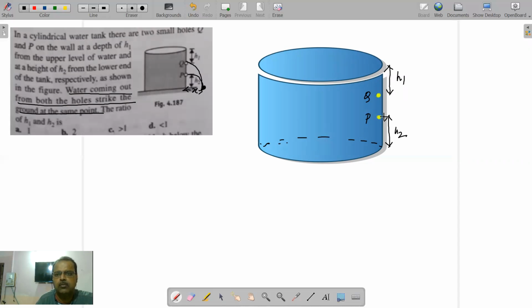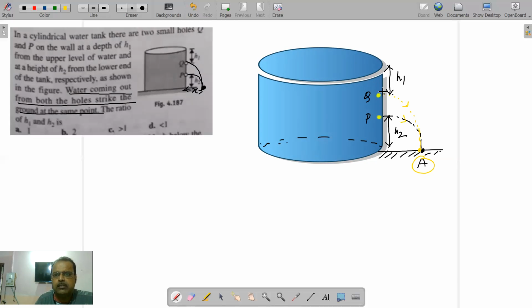We know that water is coming out from this level and reaching the ground at a point, suppose A. Here also, the water coming out from point Q reaches the same point A. So both streams of water fall onto the ground at the same point.